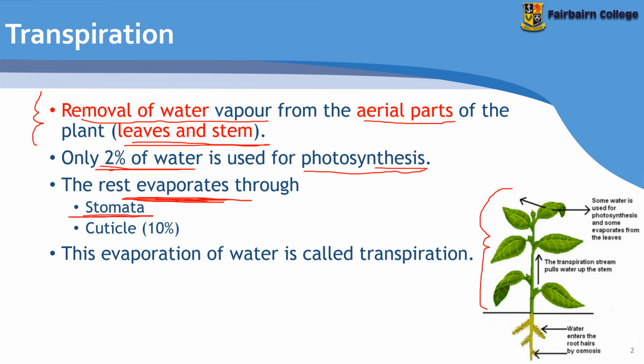So the rest of the water actually just evaporates out of the plant, and most of that is through the stomata. Some of it is through the cuticle. So if you remember the cuticle, it's a waxy layer that prevents water from evaporating, but some of it still makes its way through the cuticle, and so about 10% of the water evaporates through the cuticle, but most of it through the stomata. So that's what we're going to look at today, and that process of evaporation is transpiration.